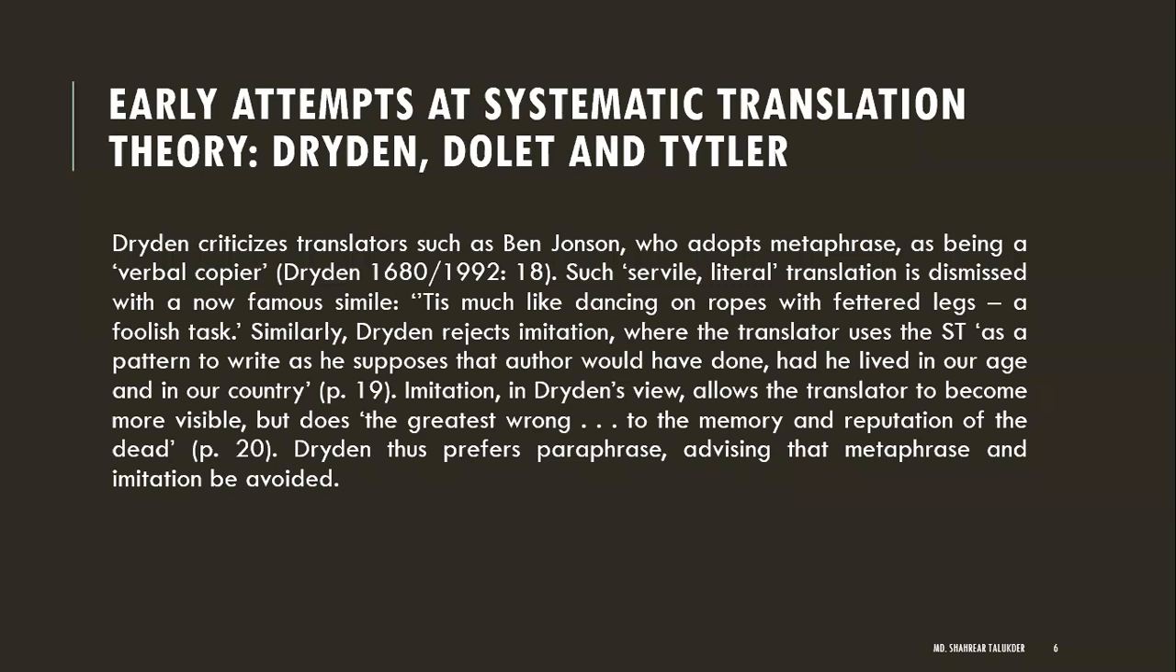So he says that metaphrase, that is word for word translation, and also imitation and adaptation, these two kinds of translation must be avoided, but we should go for the paraphrase, sense for sense. Now, is it clear to you? Yes, sir. Great. So we avoid metaphrase and also imitation. We just choose paraphrase.